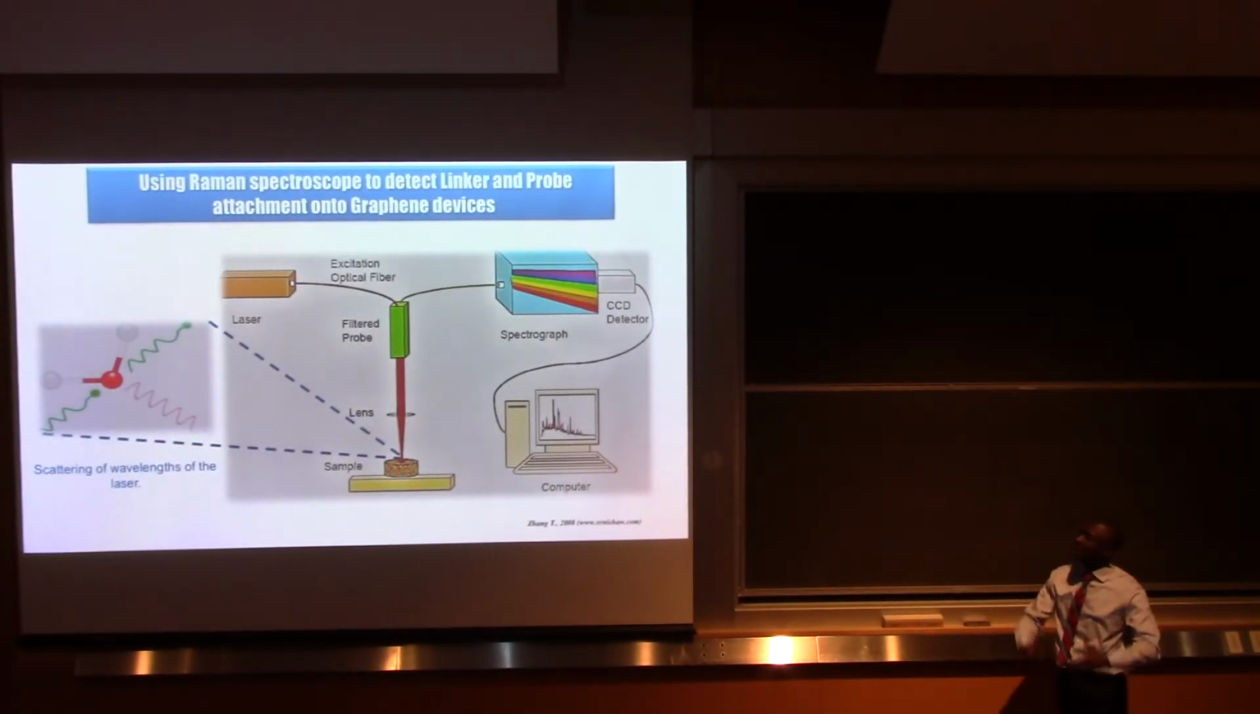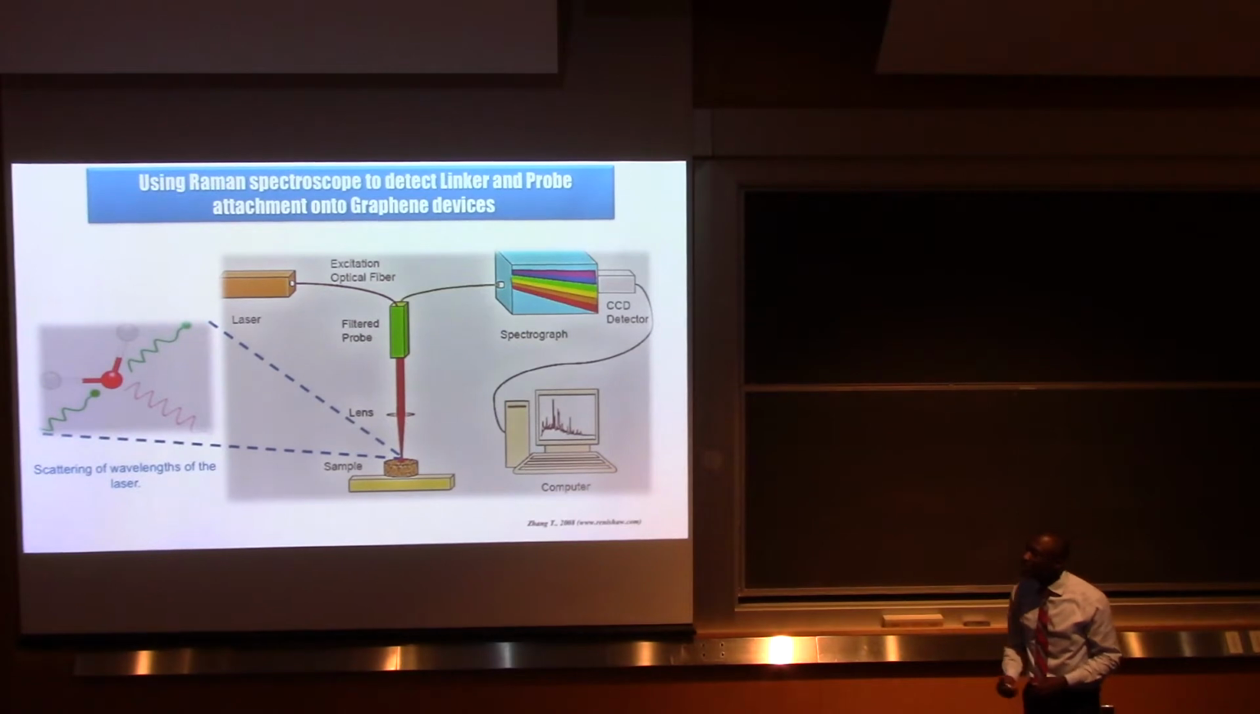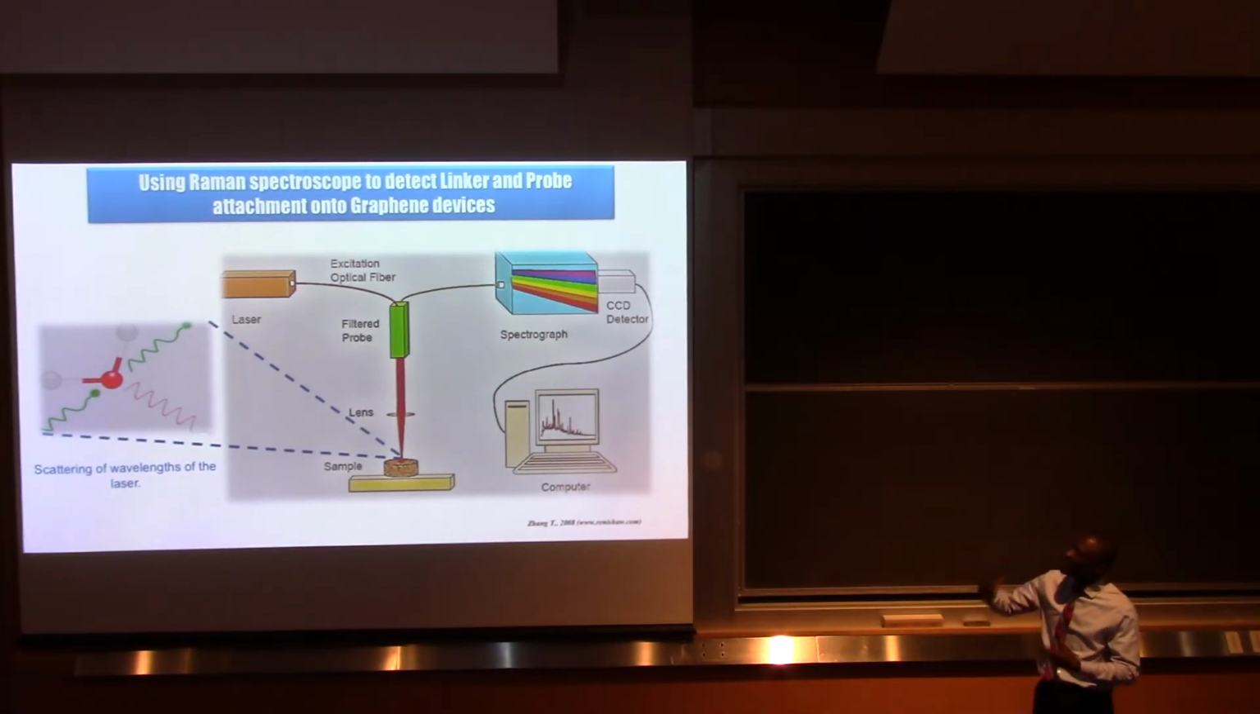Also, we did another experiment to see whether our linker and probe are able to attach to the graphene surface using a method called Raman spectroscopy. Here, a light is incident on a molecule. When a light is incident on a molecule, the light wavelength is scattered into smaller wavelengths. These smaller wavelengths are processed into spectrums. The spectrums let us know which kind of molecule we are detecting.